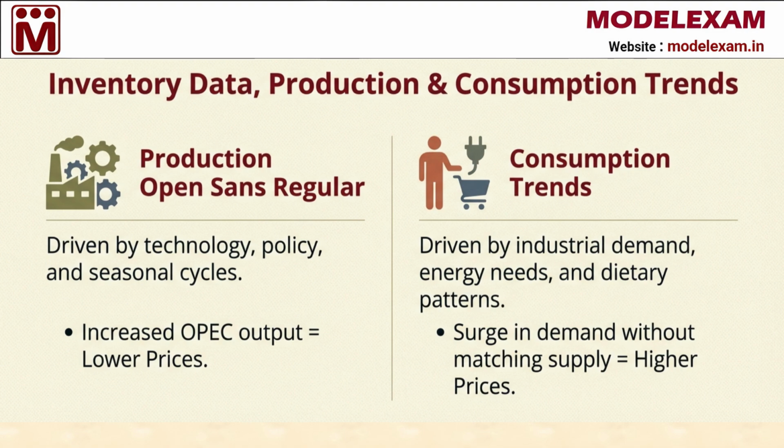We also have to balance production trends against consumption trends. Production is driven by technology and policy. For instance, if OPEC increases output, we get lower prices. Consumption is driven by industrial needs. If there is a sudden surge in demand without a matching supply, we get higher prices. It is always a race between how fast we can make it and how fast we use it.